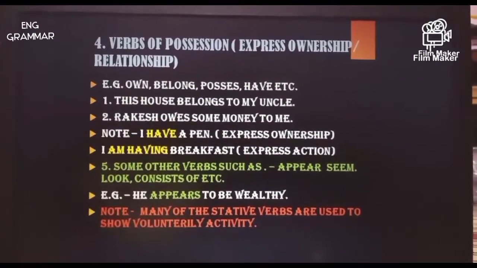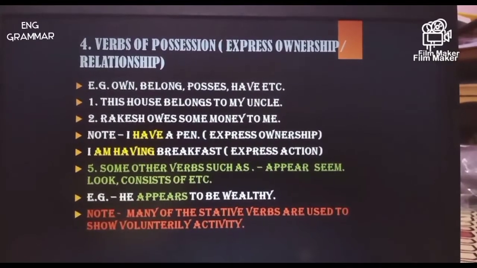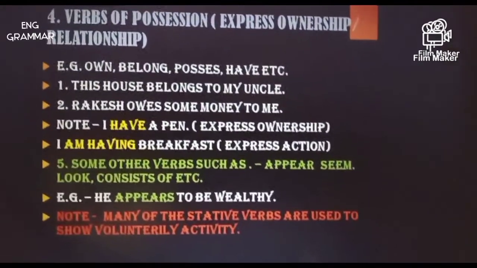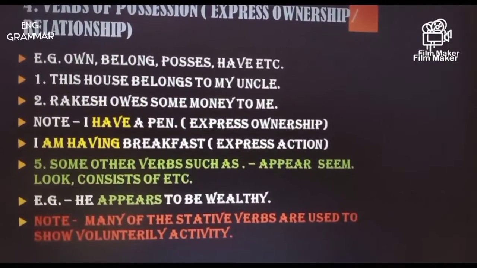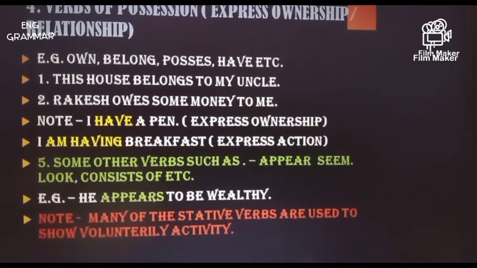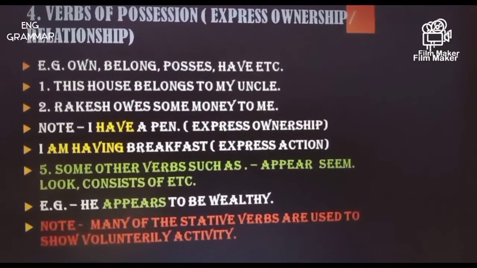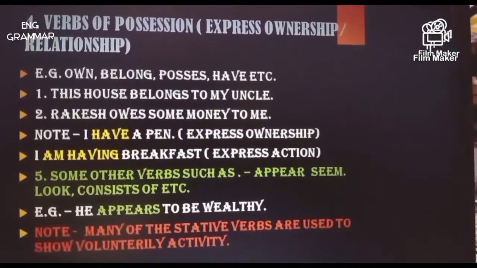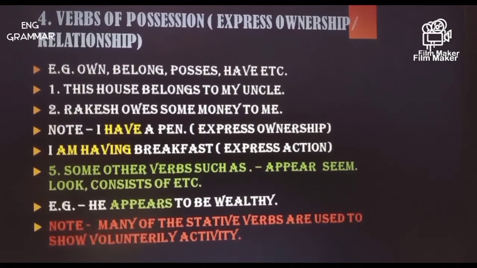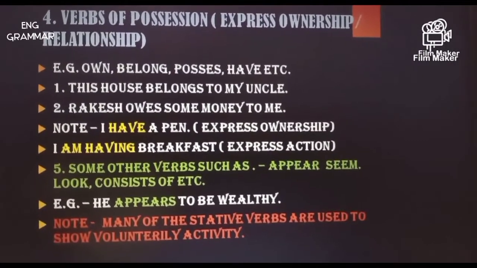Moving to the next, we have the fourth, verbs that show possession, meaning they are used to express ownership or a relationship. Look at it with the help of examples. These are own, belong, possess, have, etc. This house belongs to my uncle. Belongs shows a state of ownership. Rakesh owes some money to me. Owes shows a relationship. I have a pen is used to express ownership.